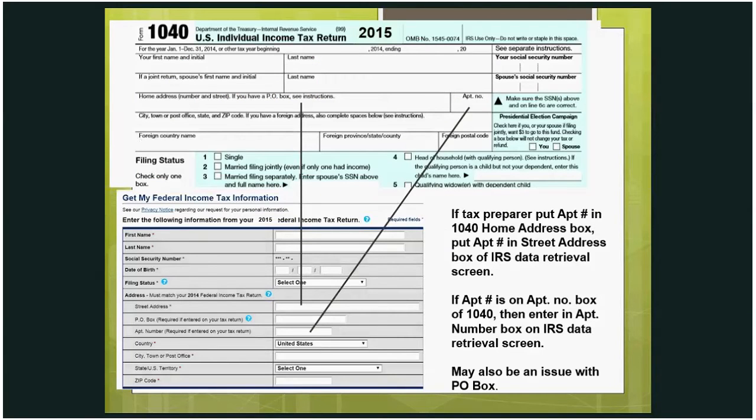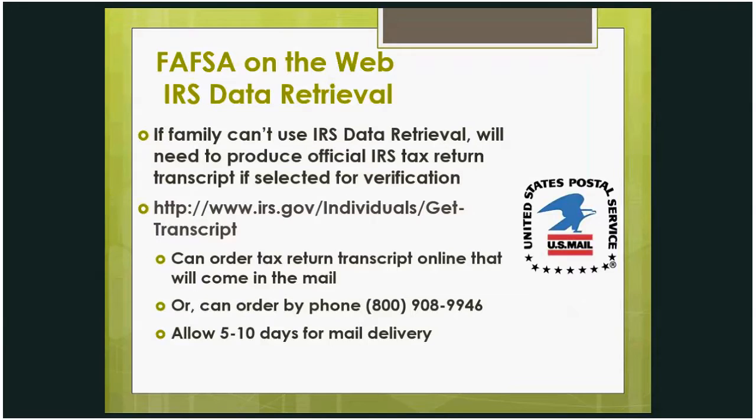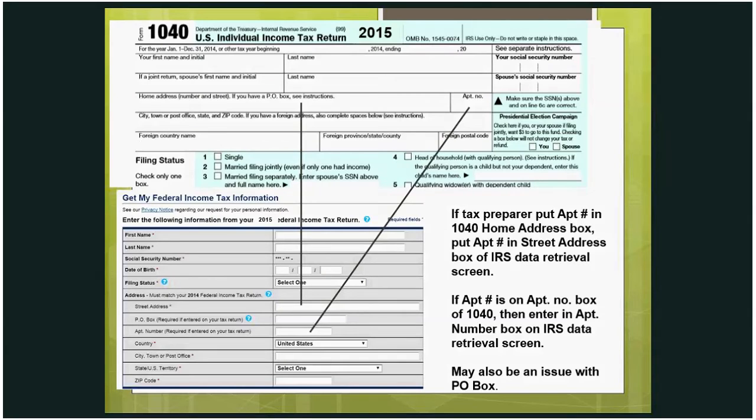And what I've noticed trips some people up is if they live in an apartment. Up here on the tax form is a box for apartment number that corresponds directly to that IRS DRT screen apartment number. But some tax preparers or families, when they put in their street address, might put apartment right in that field rather than the separate apartment field. And in which case, this would be blank on their tax form and it's not going to match. So do it exactly like it is on the tax form and you shouldn't have a problem.